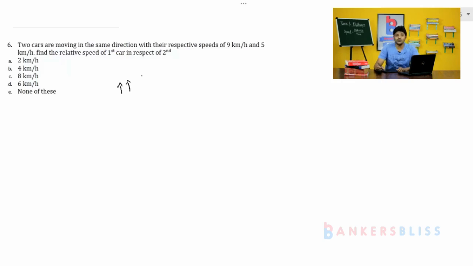See, if the two bodies are moving in the same direction, then what we have to do? According to the relative speed, we have to subtract their speeds. So, S1 minus S2 is equal to 9 minus 5, which is equal to 4 kilometers per hour. Option B is the right answer.